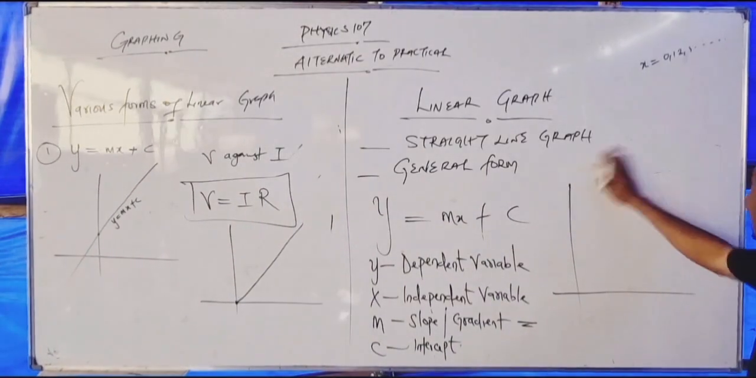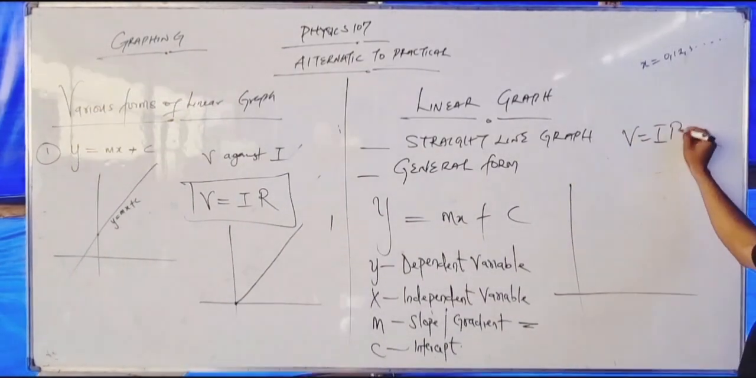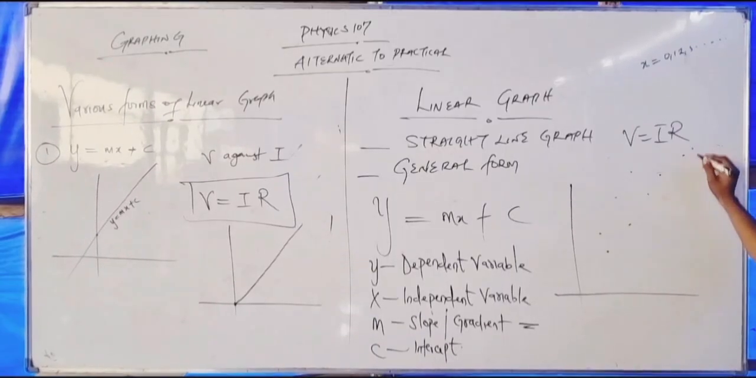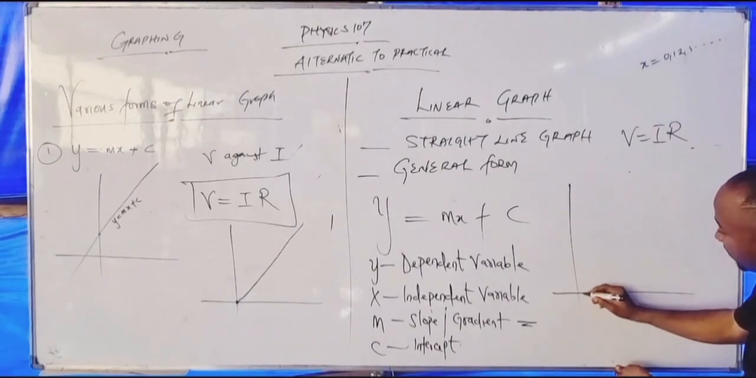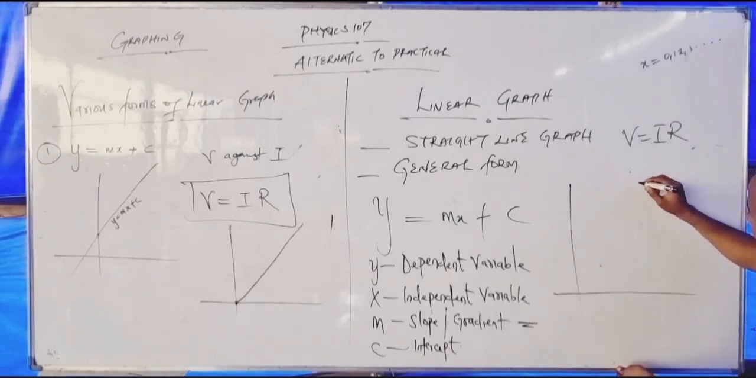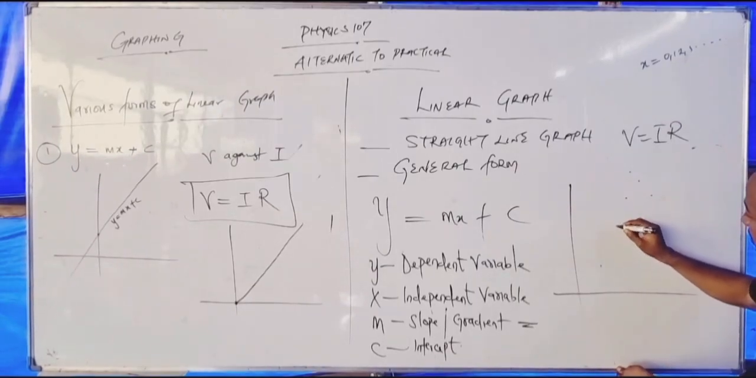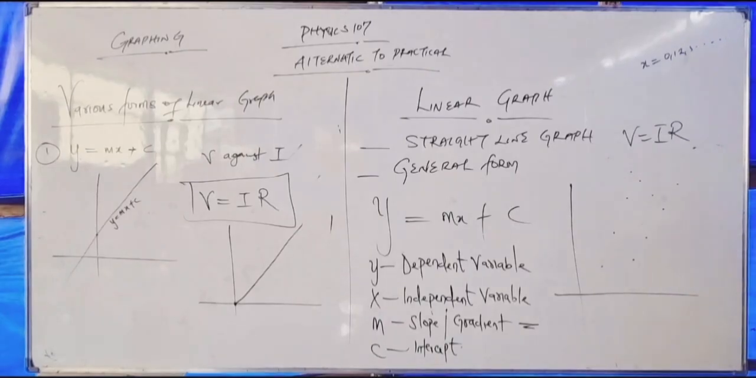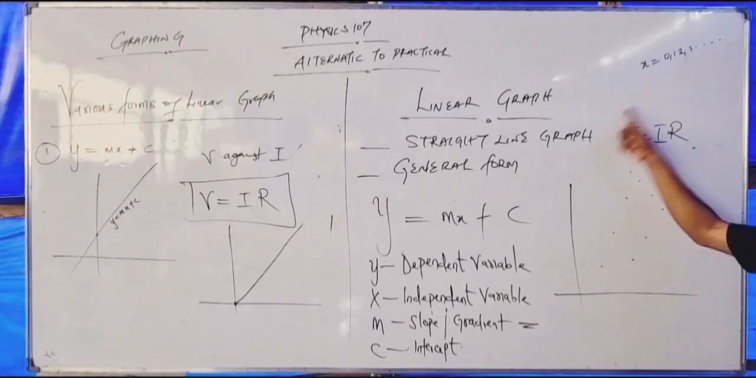A graph of V equals IR. Maybe your points are scattered. Say I have a point here, 1, 2, and I have like 1, 2, 3, 4, 5, 6. This is a scatter graph. You may be wondering which of these points will I use. V equals IR.